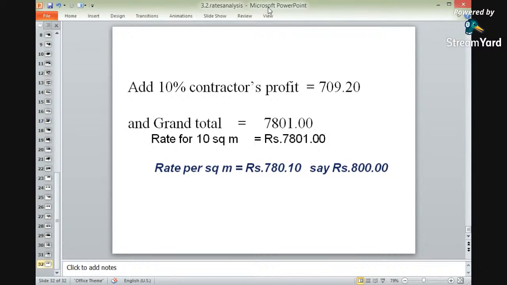We have seen the various quantities required. The materials required, labor required, and we have calculated the percentages also, the quantities in cubic meters, and cement required in bags. We have also seen sand and aggregates required in cubic meters, and multiplied them with the current market rates. So in this way, we have seen the examples related with rate analysis.